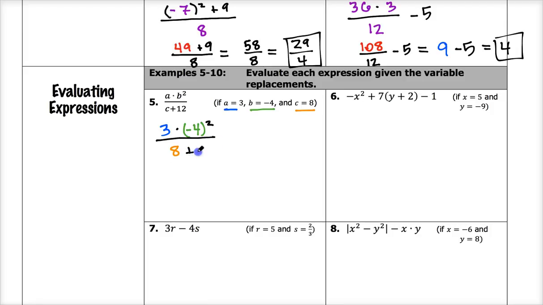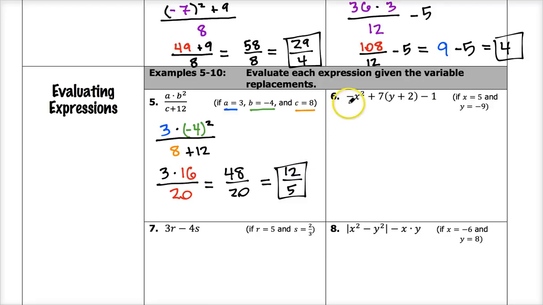So once that all gets plugged in, now you can use your order of operations, and we can do the exponent up top first. So that's 3 times negative 4 squared is 16, because a negative times itself is a positive. So 16 all over 8 plus 12 is 20. So we have 3 times 16 now, which is 48 over 20. And that's just going to reduce down to the improper fraction 12/5.